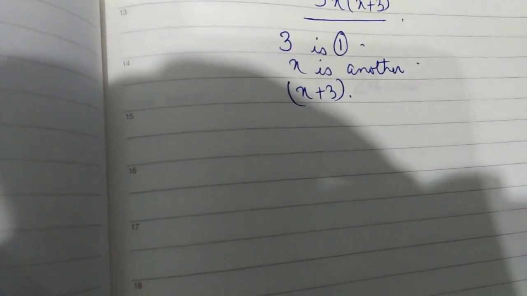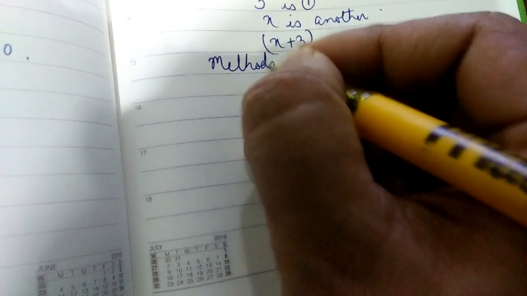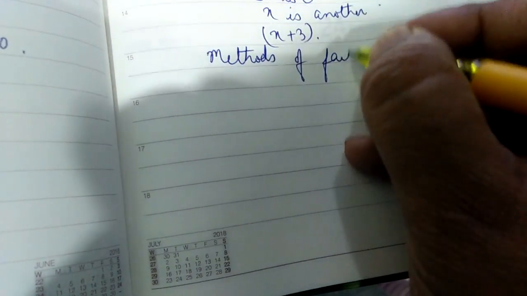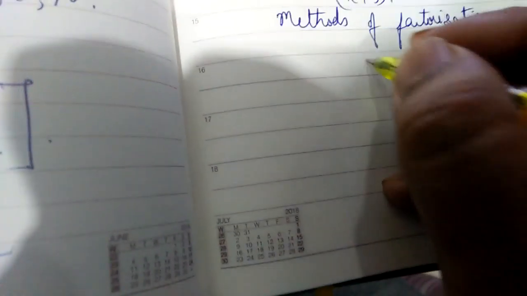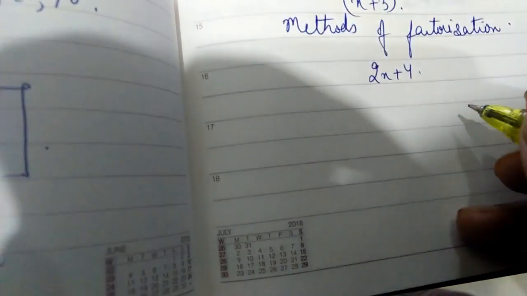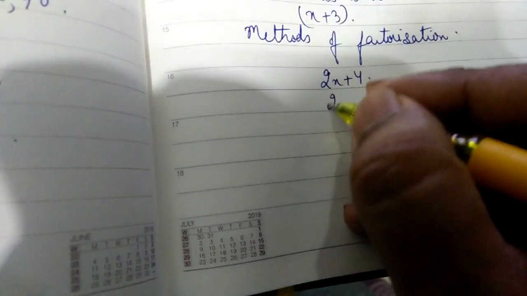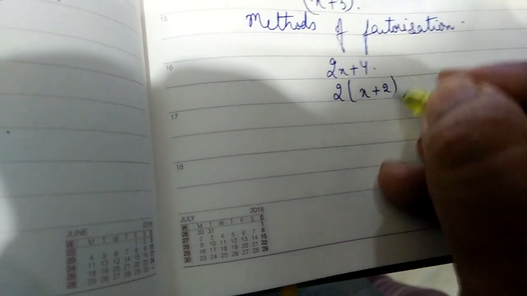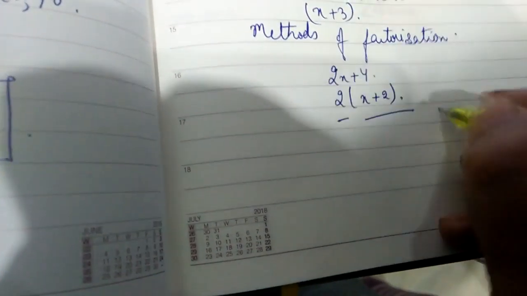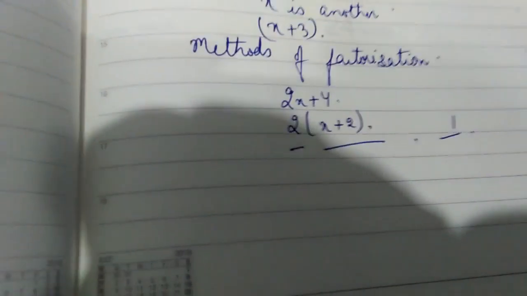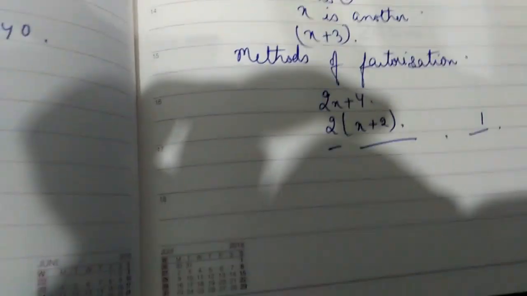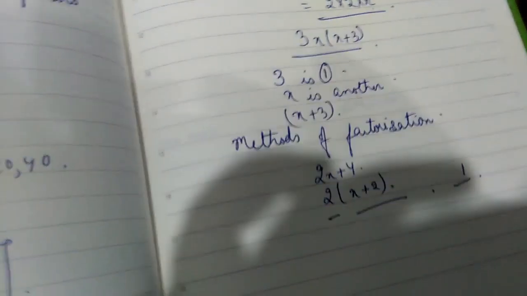Now we will understand about methods of factorization. Let's say 2x plus 4, we need to factorize it. So 2 is common, 2 into x plus 2. 2 and x plus 2 are the factors of this term. 1 is also a factor of this particular term, but we are skipping 1 for the time being.